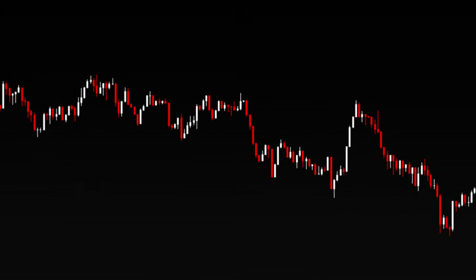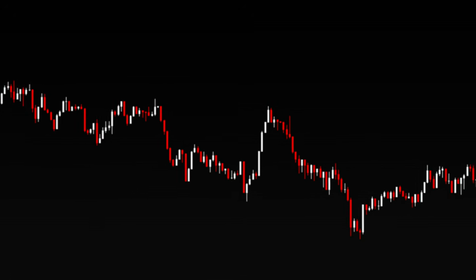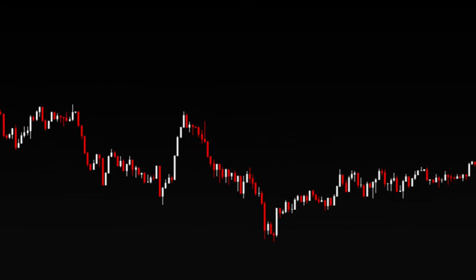So now you have learned a powerful scalping strategy that blends price action with indicator insights.